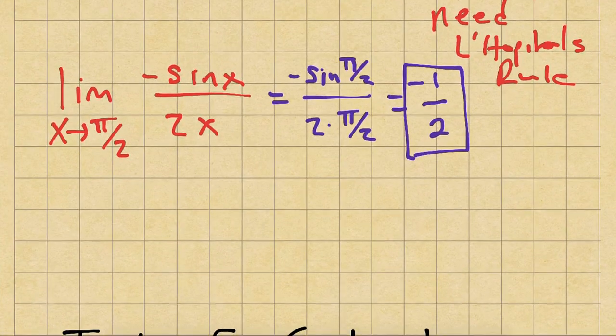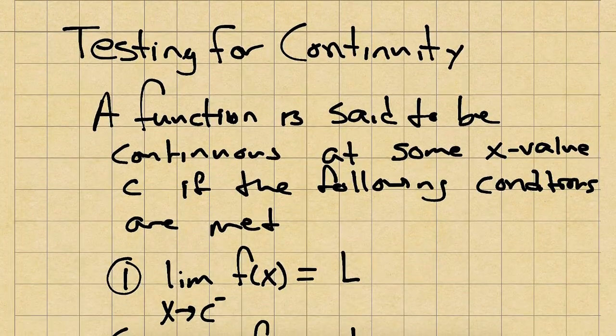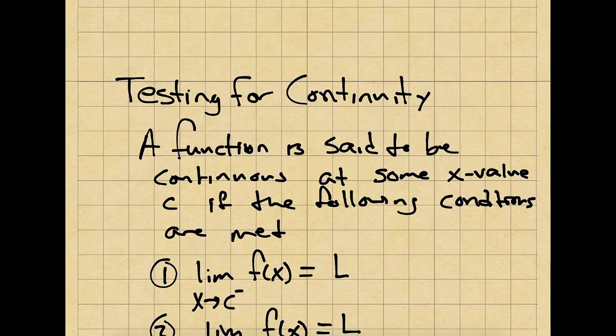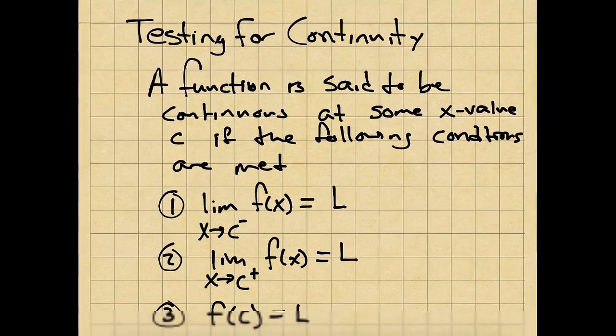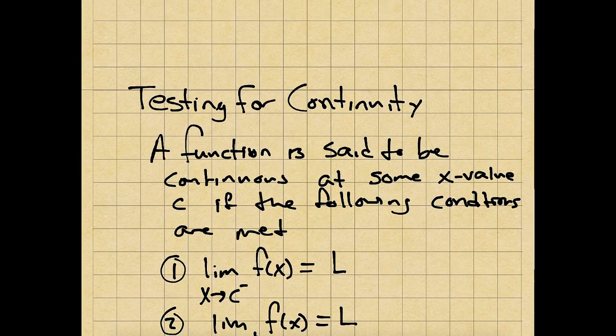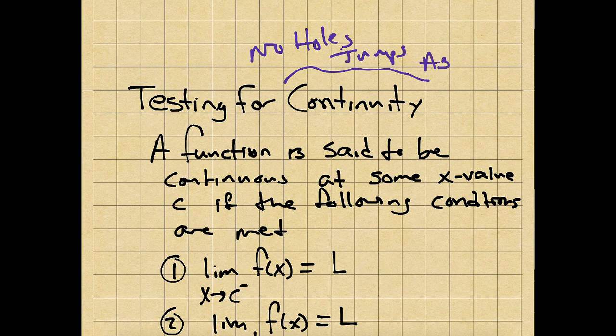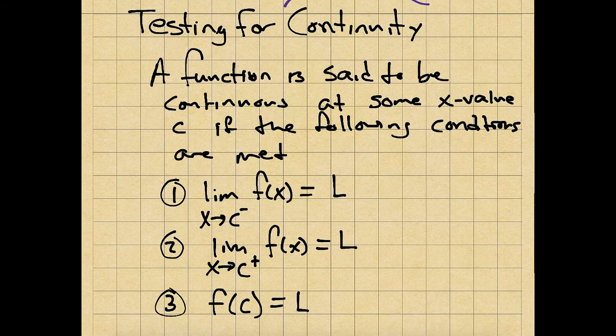Okay, so the next thing we need to talk about is how do you determine if a function is continuous, and how do you do it in a formal way? Remember, the idea behind continuity is no holes, jumps, or asymptotes. But what does that look like formally? Formally, a function is said to be continuous at some x value if all of the following conditions are met.